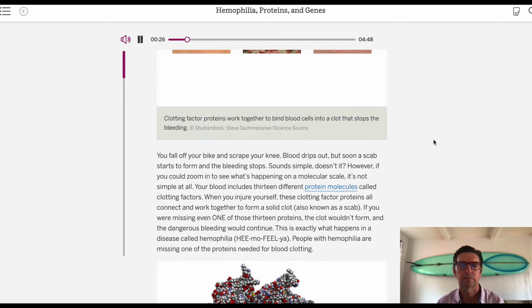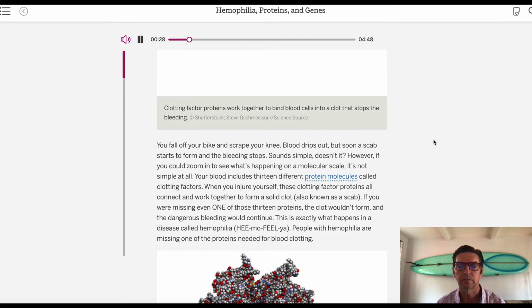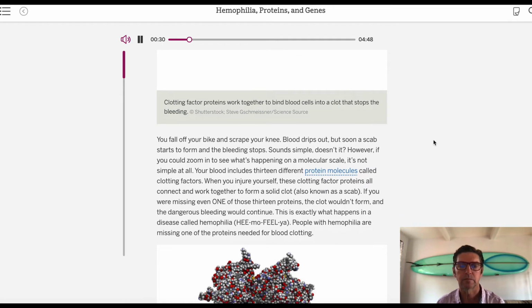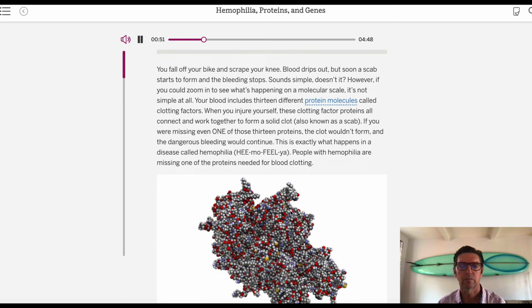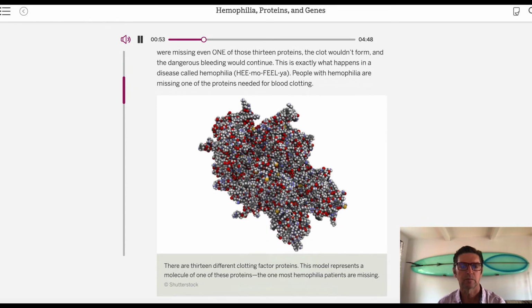When you injure yourself, these clotting factor proteins all connect and work together to form a solid clot, also known as a scab. If you were missing even one of those 13 proteins, the clot wouldn't form, and the dangerous bleeding would continue. This is exactly what happens in a disease called hemophilia. Causes of hemophilia. People with hemophilia are missing clotting factor proteins because of a problem with their genes.